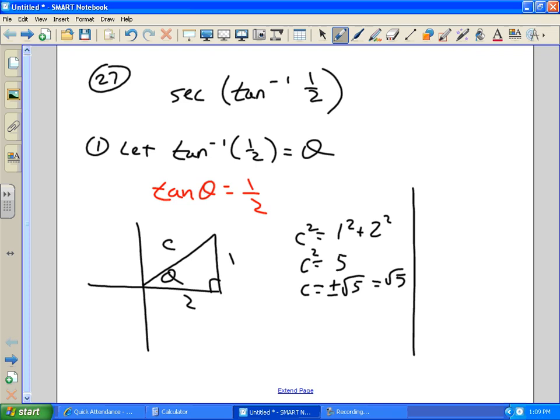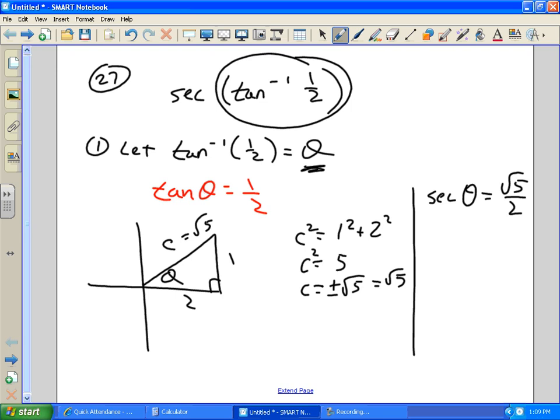And I say, the problem is the secant of this junk here. Well, didn't you let that junk be theta? So what you're really asking for is, what is the secant of theta? Well, the secant of theta is the reciprocal of cosine. So the cosine is adjacent over hypotenuse. So this will be hypotenuse over adjacent, and I'm now done.